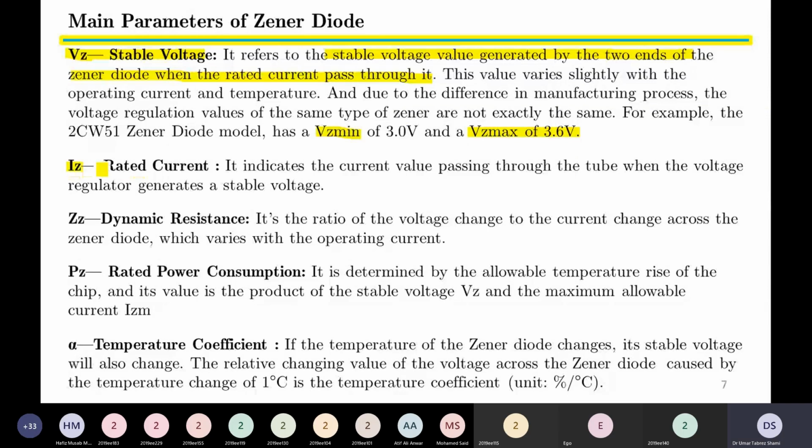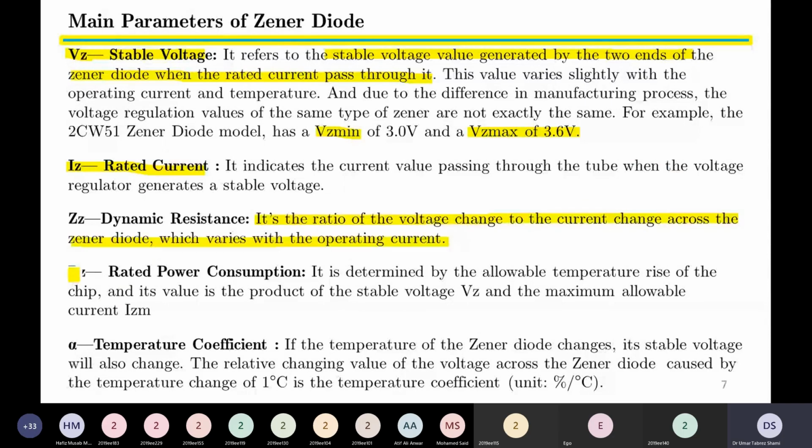This is the rated current. It indicates the current value passing through the Zener diode when the voltage regulator generates a stable voltage. Then Zz is the dynamic resistance. It is the ratio of voltage change to the current change across the Zener diode, which varies with the operating current.